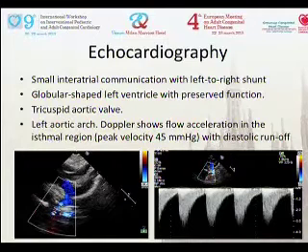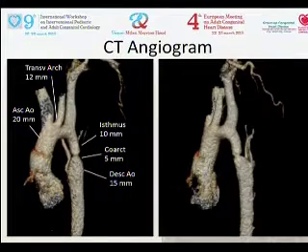Here we can see the echocardiography: small interatrial communication with left to right shunt. Globular shape left ventricle with preserved function. Tricuspid aortic valve. Left aortic arch with Doppler flow acceleration in the isthmal region, gradient 45, with diastolic runoff. Here we can see the CT angiogram with the measurement of ascending aorta 20, isthmus 10 millimeters, coarctation site 5 millimeters, descending aorta 15.